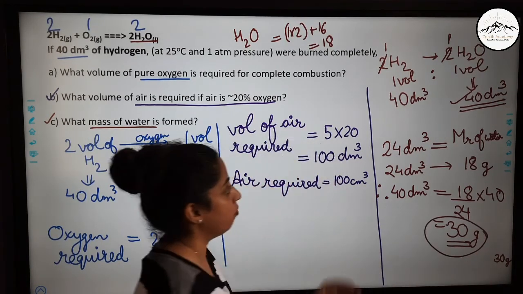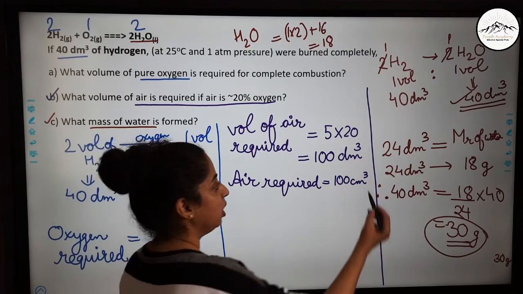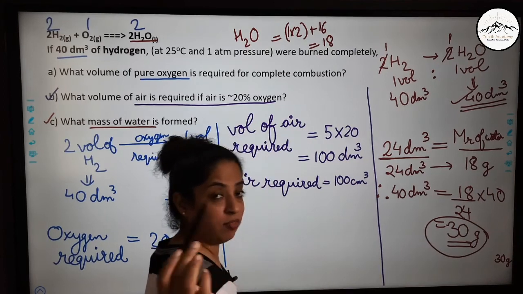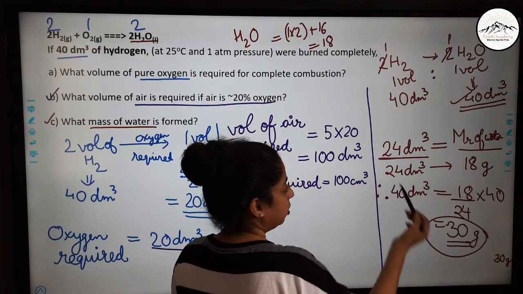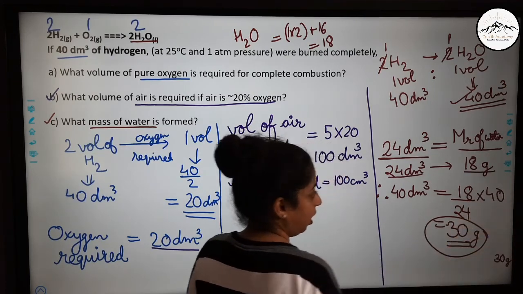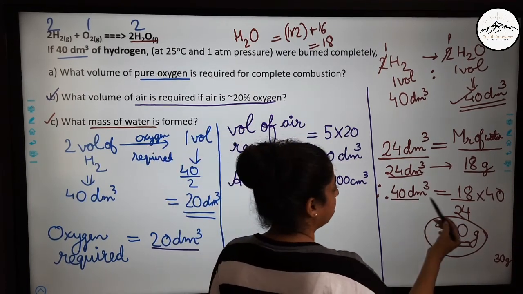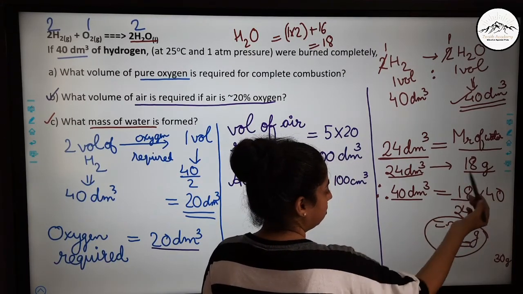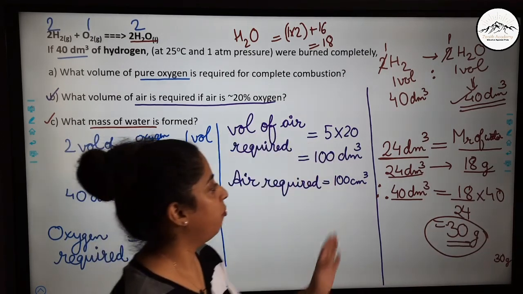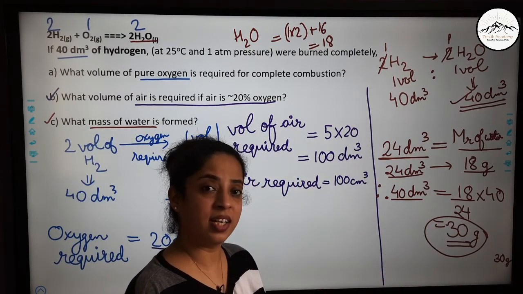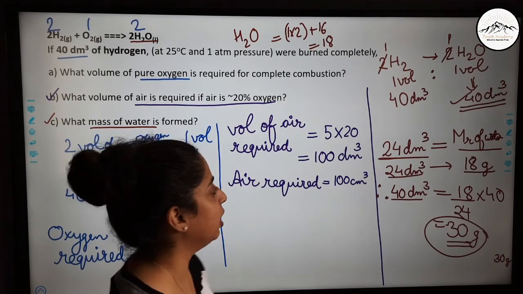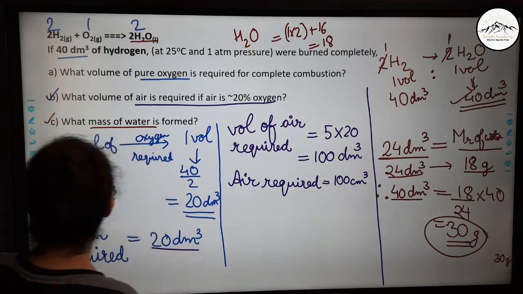So here we have used the knowledge of magic formula that the molar volume is equal to relative molecular mass of water. So if molar volume, that is 24 decimeter cube, is 18 gram, then 40 decimeter cube will be 18 divided by 24 into 40. If you don't want to use this, then you can directly use your formulas, but I think learning formulas is more cumbersome. But I'll tell you how to do it by using the formulas.